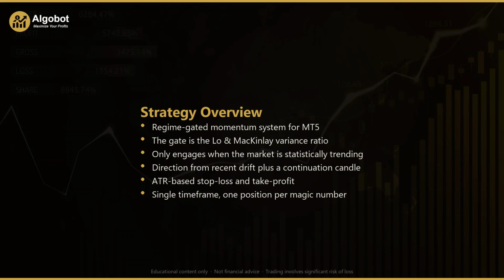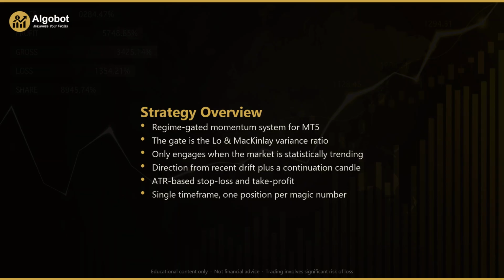This EA tries to avoid that by measuring, statistically, whether the current market has real directional structure before it ever considers a trade. The measurement it uses is the variance ratio. The idea comes from a well-known test of the random walk hypothesis. For a pure random walk, the variance of returns grows in a straight line with the holding period. So the variance measured over 5 bars should be about 5 times the variance over 1 bar. When you divide one by the other, you get a ratio near 1.